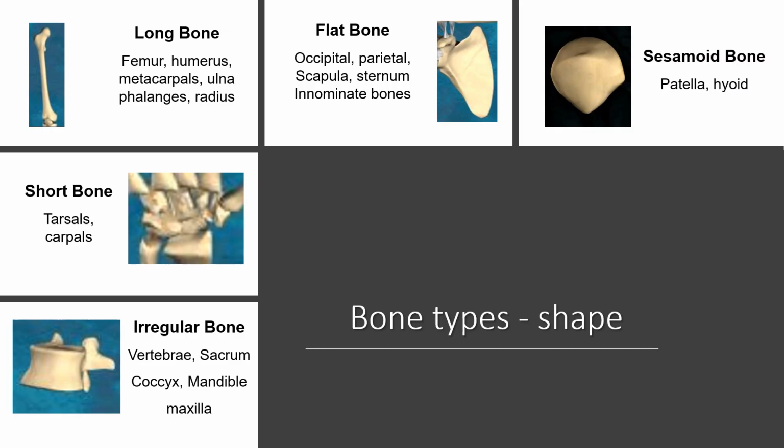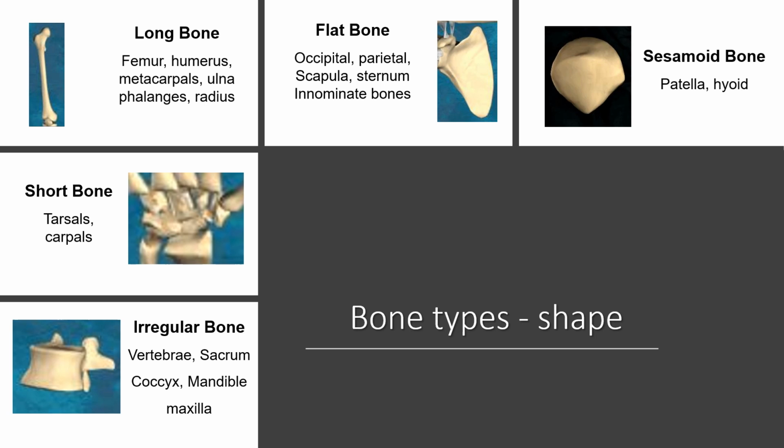The bones are defined into 5 shapes. Long bones are a good example of that. It would be the femur, the humerus, the metacarpals of the hand and the ulna in the arm, the phalanges and the radius. An irregular bone might be the vertebrae, the sacrum, the coccyx, the mandible, the maxilla, even the palatine bone is irregular in shape.